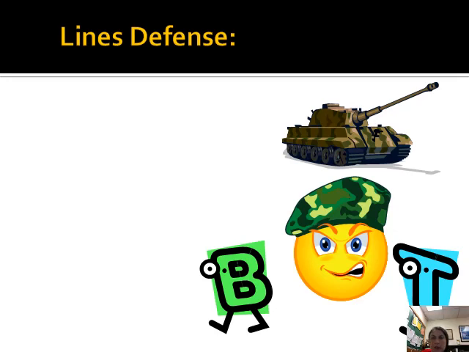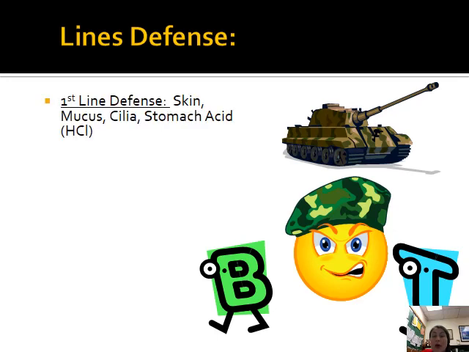Disease is considered the failure to maintain homeostasis. So when we get sick, something has entered our body that has prevented our ability to maintain homeostasis. In order to prevent something from entering our body, we have three lines of defense that are part of our immune system. The first line of defense is our barrier. The main barrier is our skin.